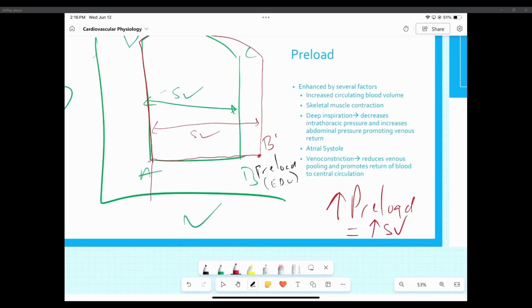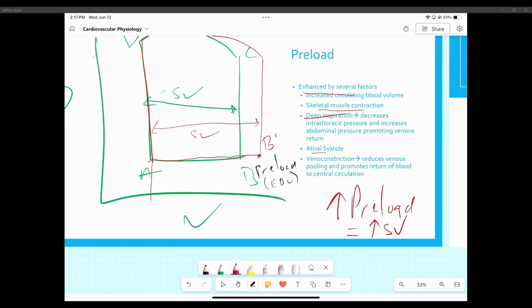Okay? These are some things that will enhance your preload. Remember, preload is also your venous return, the blood coming back to the heart. Skeletal muscle contraction. That's your muscle pump. It keeps those veins squeezed so the blood moves up. When you're running, that skeletal muscle pump works a lot more, and enhances blood return back to the heart. Deep inspiration, we'll get to a little bit later on, but when you breathe in deep, your intrathoracic pressure drops from a big breath in, and it acts like a suction, and the blood just kind of flies right back into the right atrium.